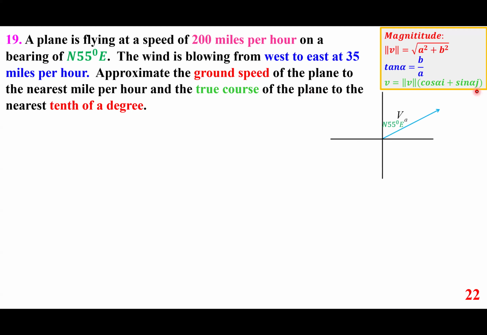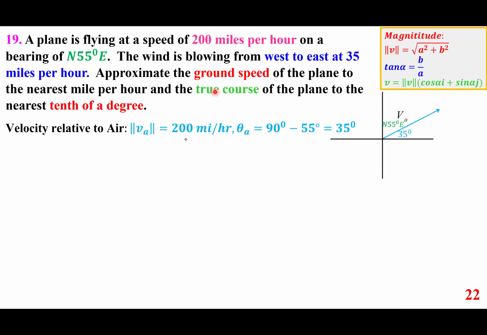So it's going this way, north 55 degrees east, and the angle it makes with the positive side of the x-axis is 90 minus that 55, which makes it 35 degrees. So this is 35 degrees. So the magnitude is 200 miles per hour, and the angle theta of A, the plane with respect to the air, is 35 degrees.